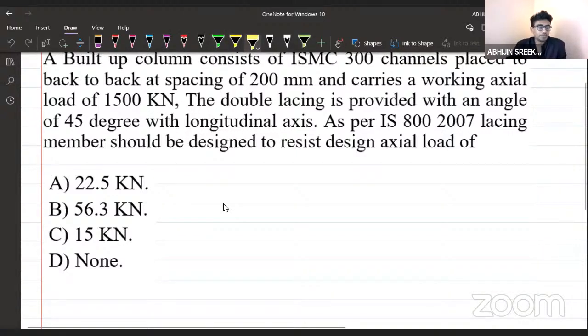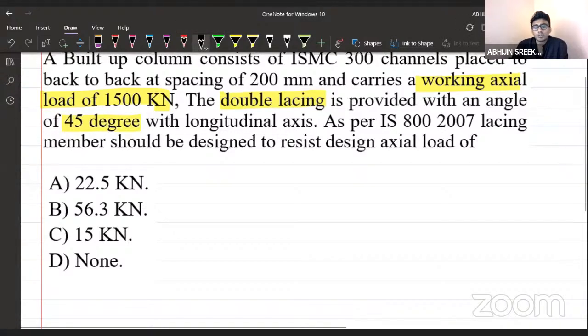It is given that we have a built-up column. You know what a built-up column is, right? Columns connected with a lacing system or batten system. Two ISMC Indian standard channel sections, 300 mm, placed back to back, spacing 200 mm, carries a working axial load of 1500 kilonewton. Double lacing is provided, very important, with an angle of 45 degrees, and the lacing member should be designed to resist a design axial load of.